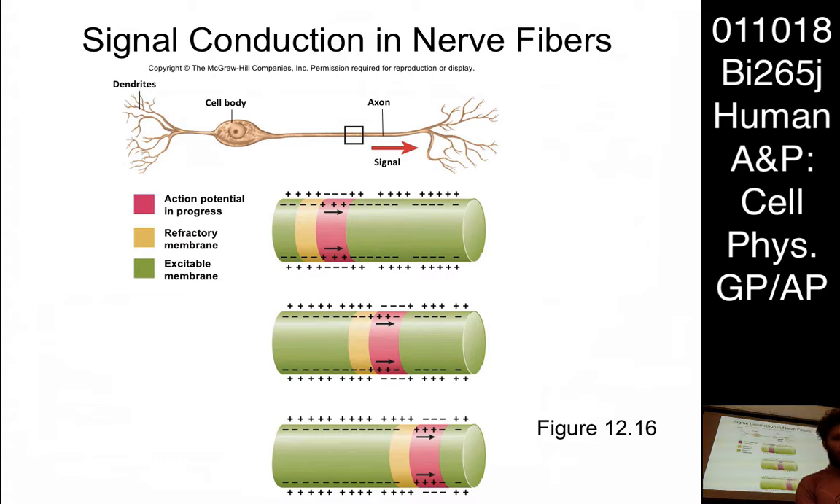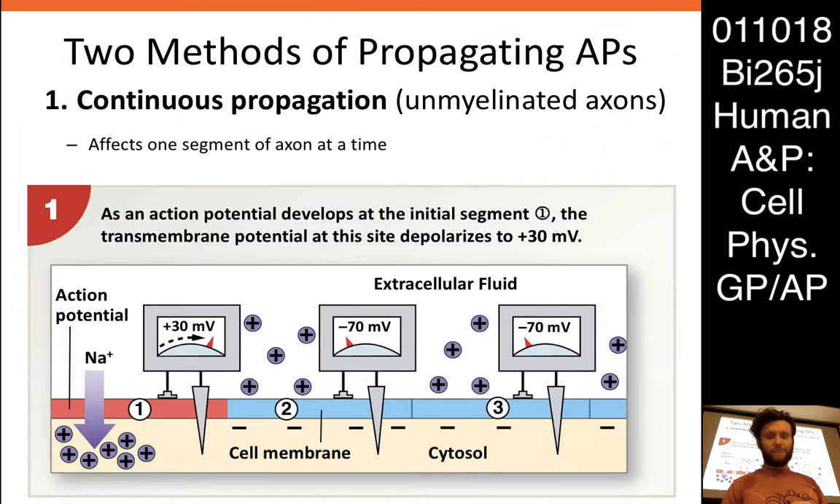So this is just showing, this is the absolute refractory period. This would be maybe the relative refractory period. And you can see the perturbation in the membrane potential, and that's getting propagated along the axon towards the arborization at the synapse.